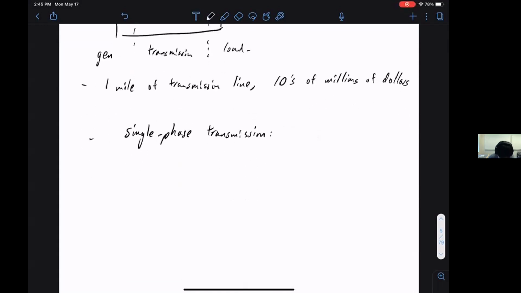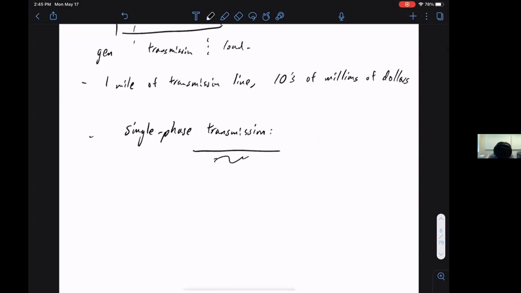So single phase transmission, meaning just sort of one line going forward, one line carrying current. This way it goes to the load and the current flows back, right? This is sort of the standard diagram we have.